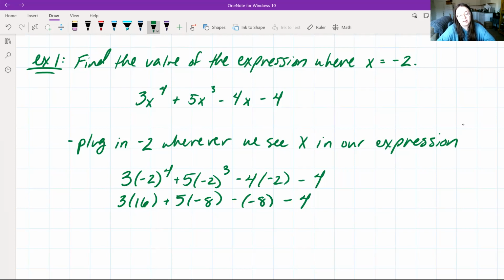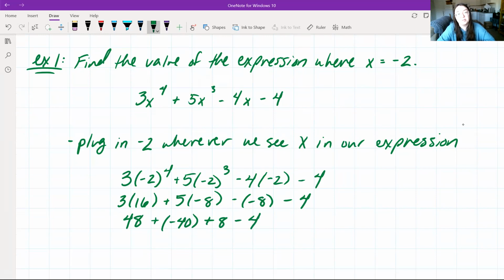So we can go ahead and simplify further. 3 times 16 is 48. 5 times -8 is -40. We have a minus -8, so that becomes plus 8 minus 4.